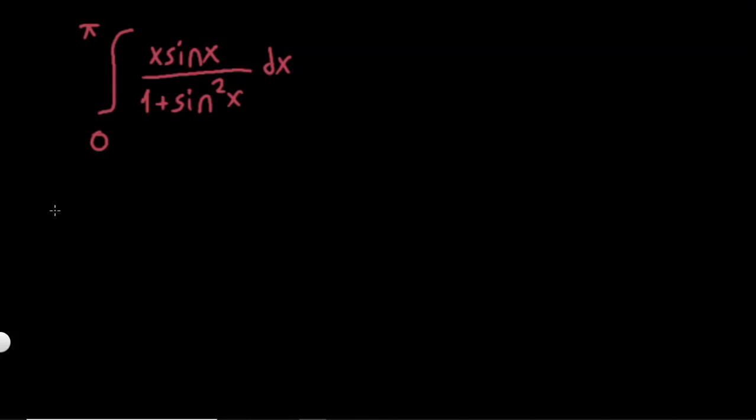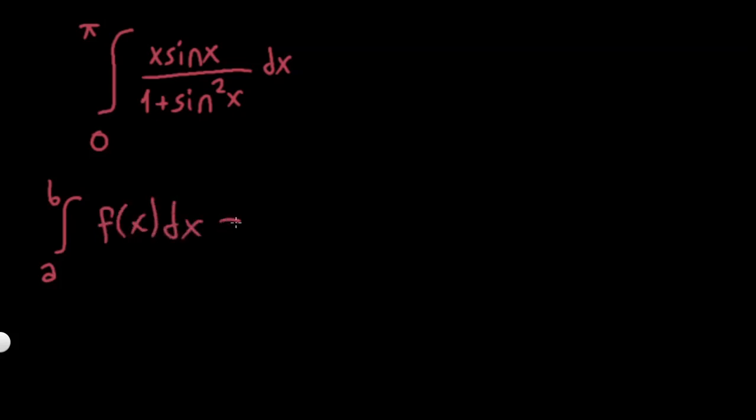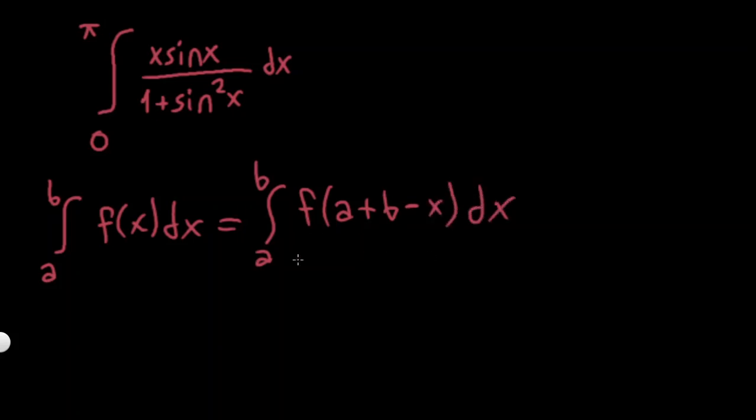Let's see how we can solve this integral. First I will introduce you to a property, but it's quite easy to show that this property holds, so I will also show it. If I have a definite integral of f(x) dx, this integral is not going to change if I write a plus b minus x instead of x. So let's show this is true.